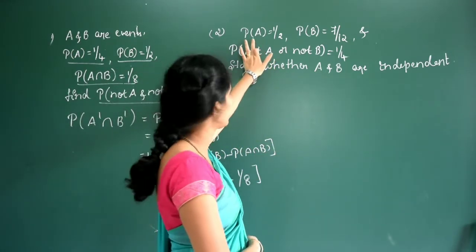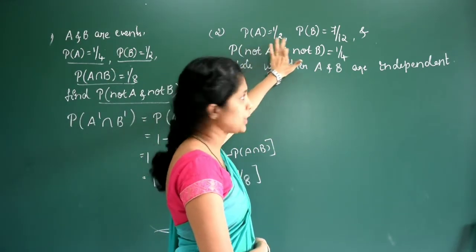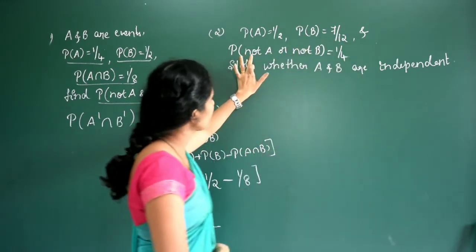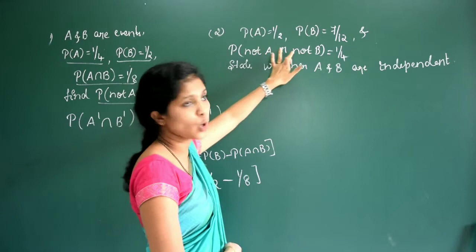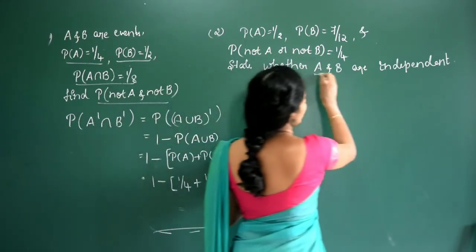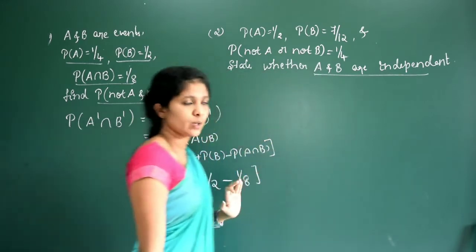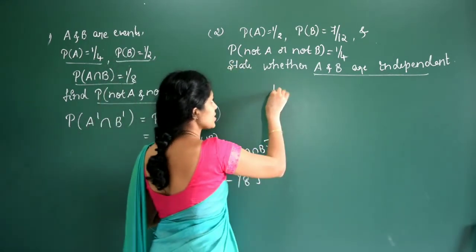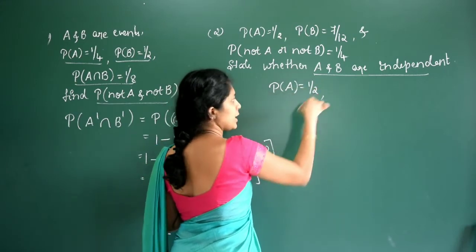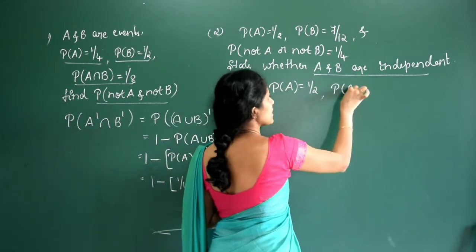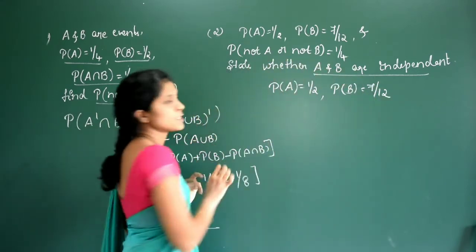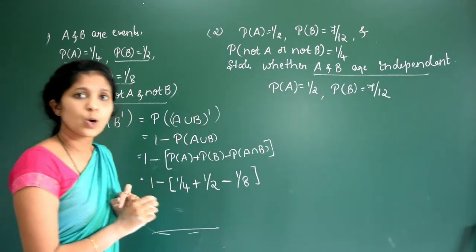Okay. Now we will see this question. See here, it is given P of A is equal to 1 by 2, P of B is equal to 7 by 12, and P of not A or not B is equal to 1 by 4. Check, state whether A and B are independent. Okay. First let us write the given probabilities. P of A is equal to 1 by 2 and P of B is equal to 7 divided by 12. Now this is P of not A or not B.